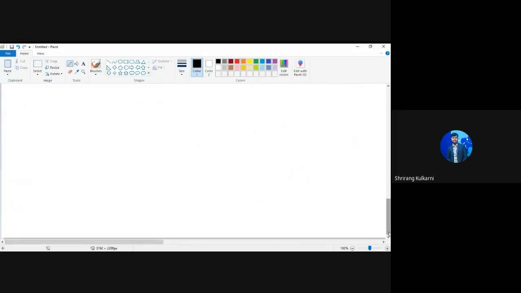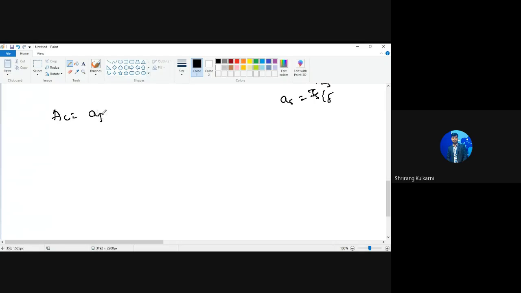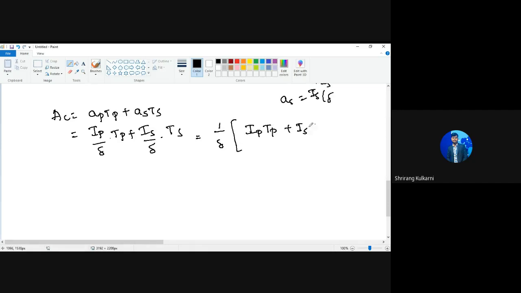Equation number 3 becomes AC is equal to AP TP plus AS TS. AP is nothing but IP by delta into TP plus IS by delta into TS. Which is common here? 1 by delta is common, right? So take that outside. So IP into TP plus IS into TS. This much we have got now.